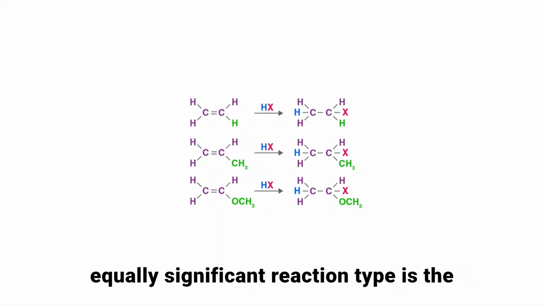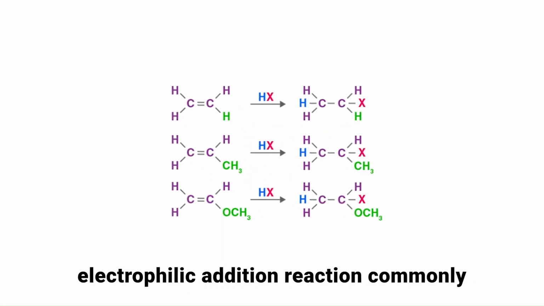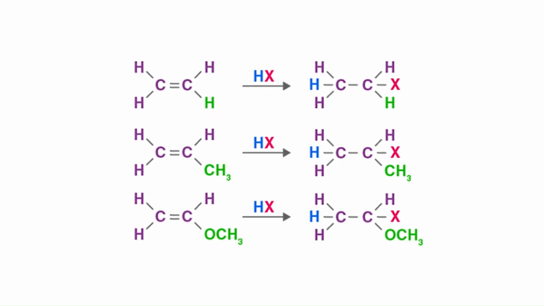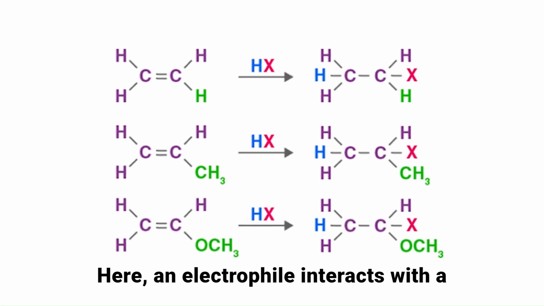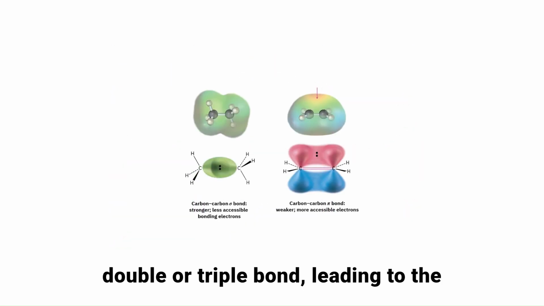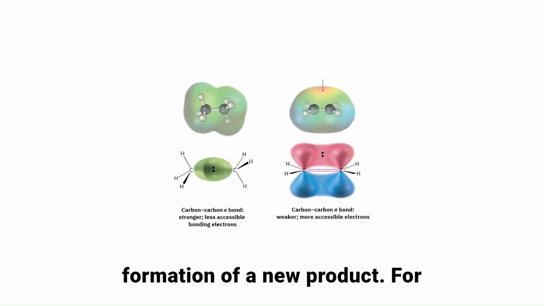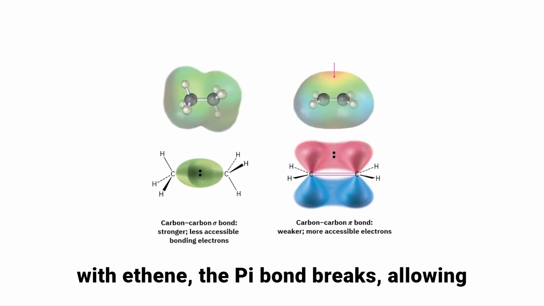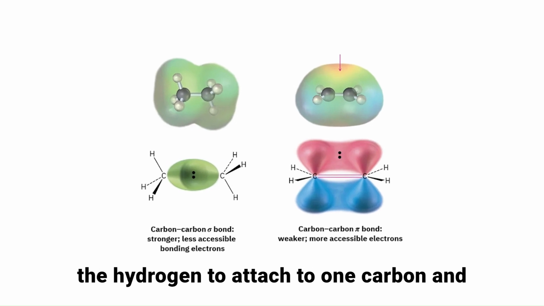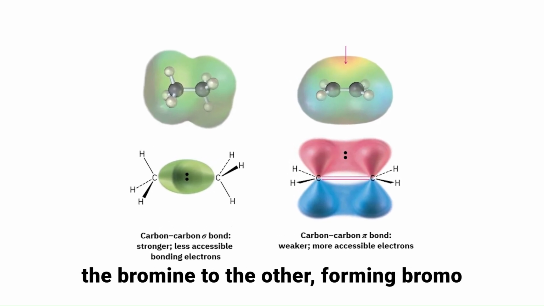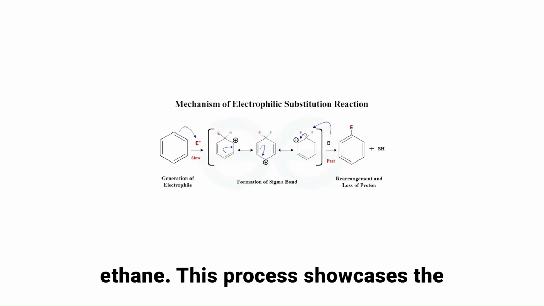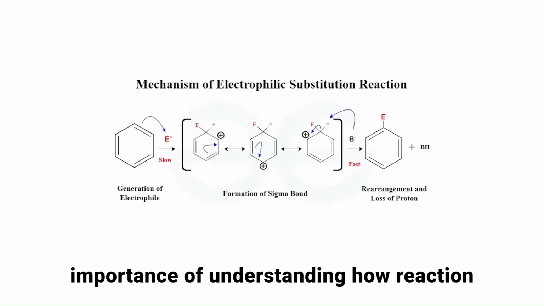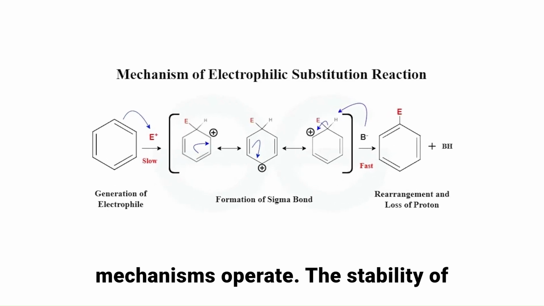A different but equally significant reaction type is the electrophilic addition reaction, commonly observed in alkenes and alkynes. Here, an electrophile interacts with a double or triple bond, leading to the formation of a new product. For example, when hydrogen bromide reacts with ethene, the pi bond breaks, allowing the hydrogen to attach to one carbon and the bromine to the other, forming bromoethane. This process showcases the reactivity of electrophiles and the importance of understanding how reaction mechanisms operate.